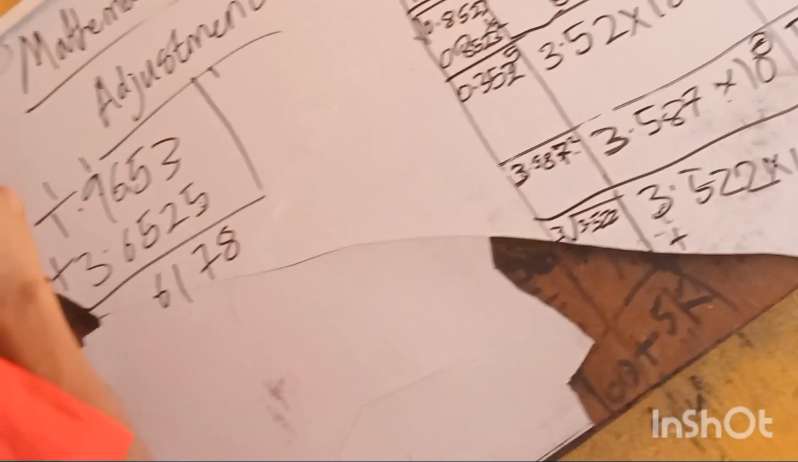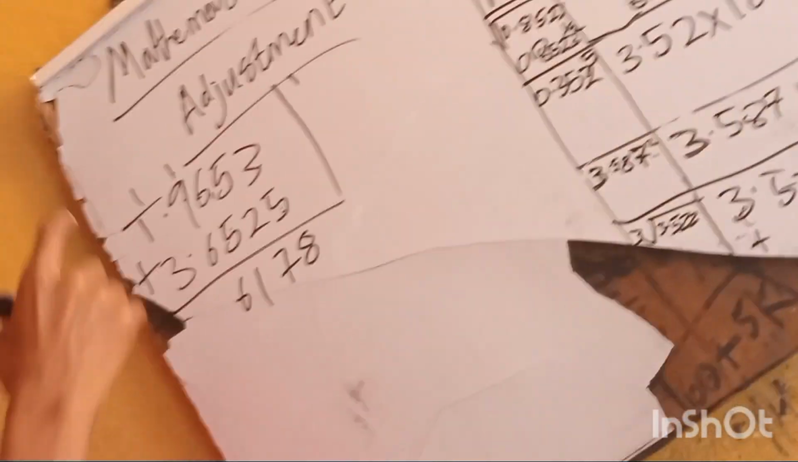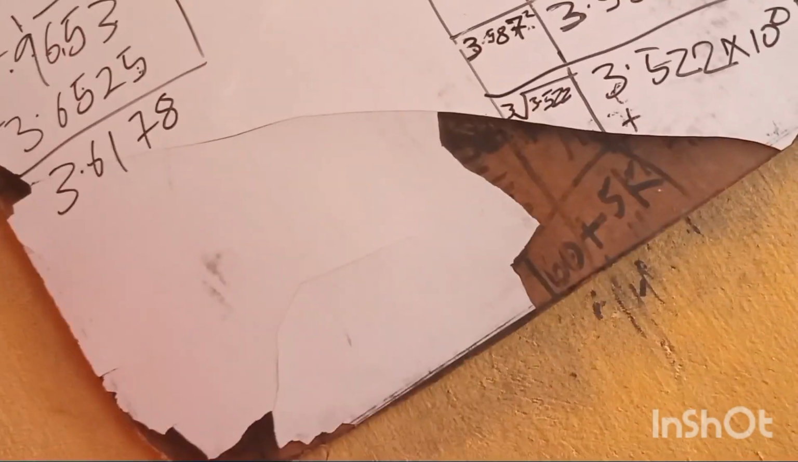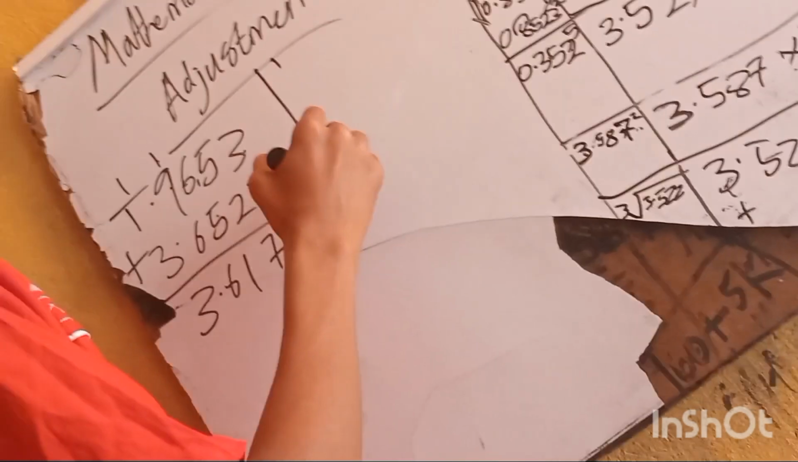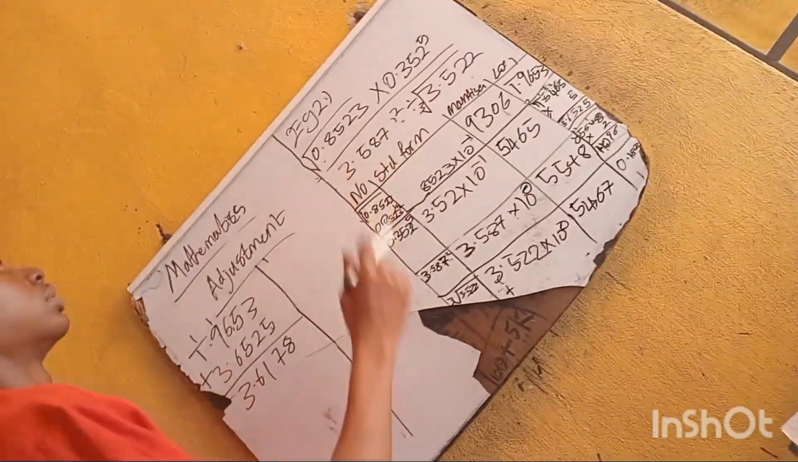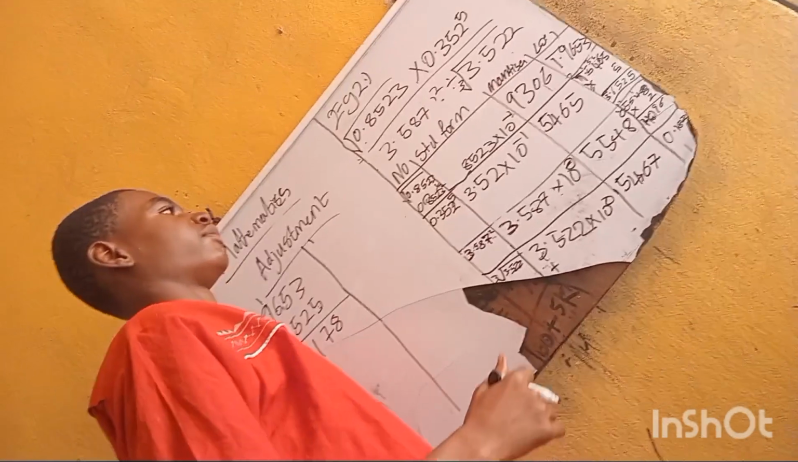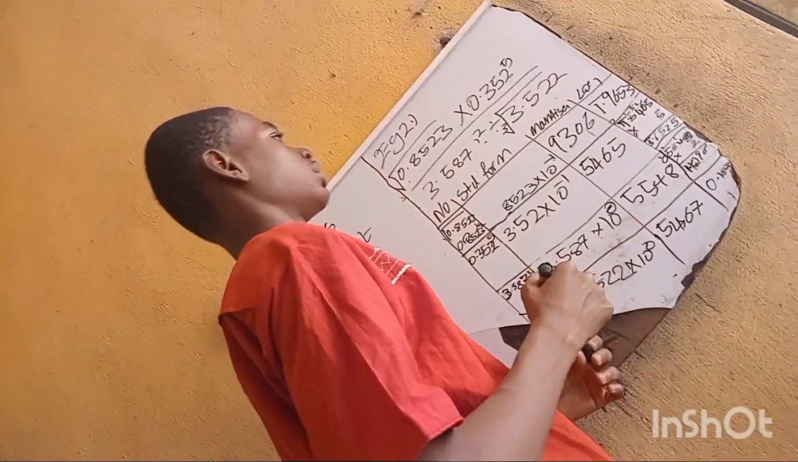Okay. Now 1 minus 1 is 0. 0 plus 3 is 3. It becomes 3.6178. That is for the square root of 0.8523 multiplied by 0.352 to the power 5. The next one is for 3.587 raised to power 2 divided by cube root 3.